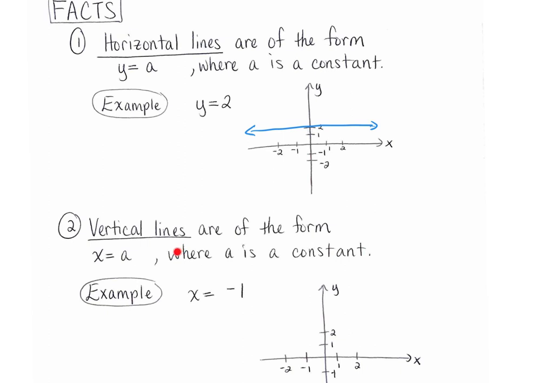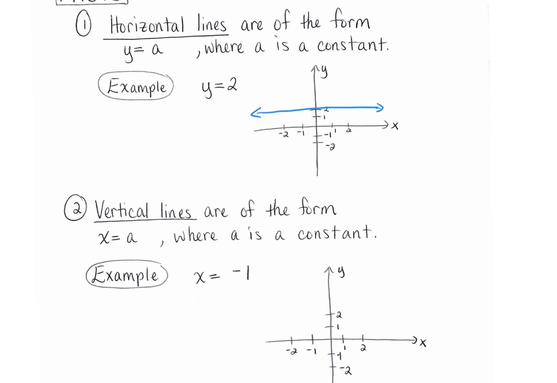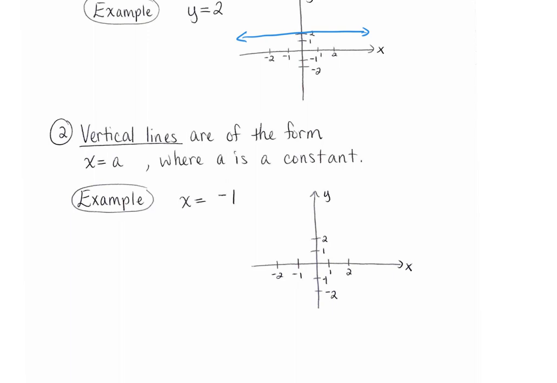Vertical lines are of the form x equals a, where a is a constant. So we have x equals negative 1. That's a what kind of line? Vertical going through where? The x-axis for what number? Negative 1. Good. So you have this vertical line. What questions do you have?